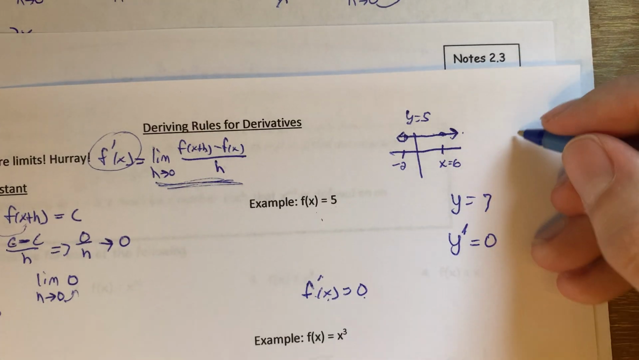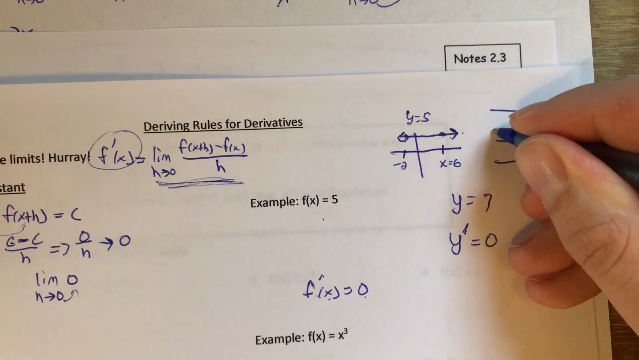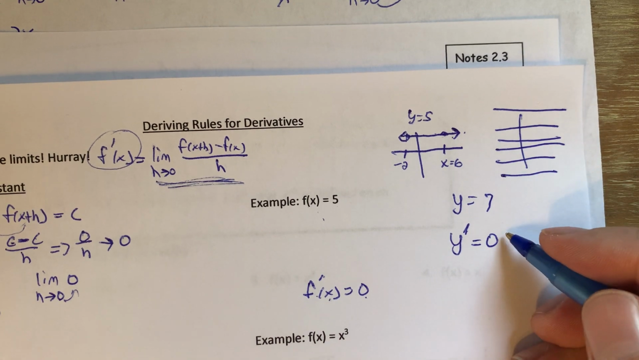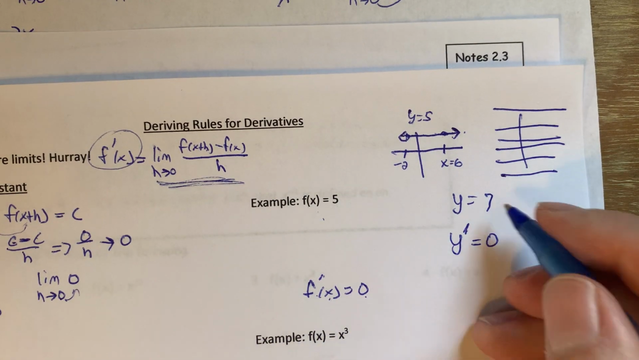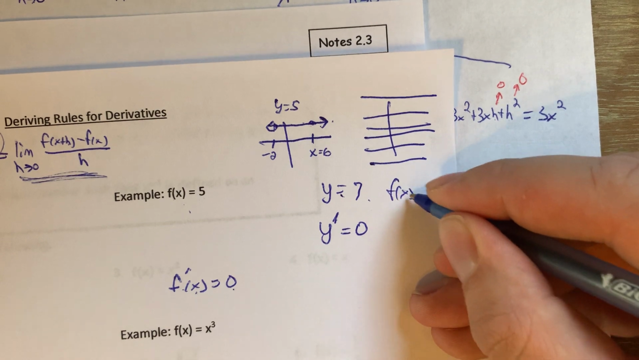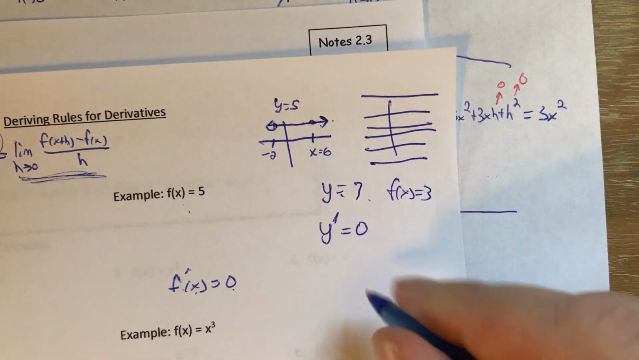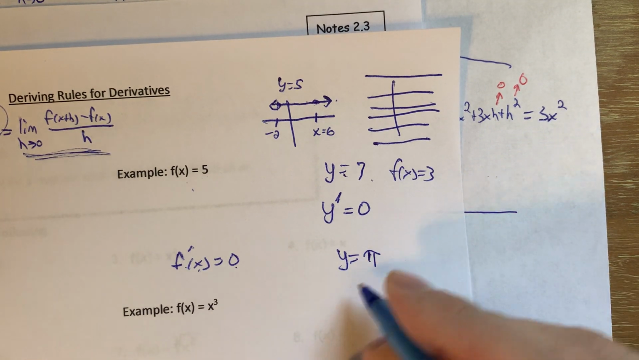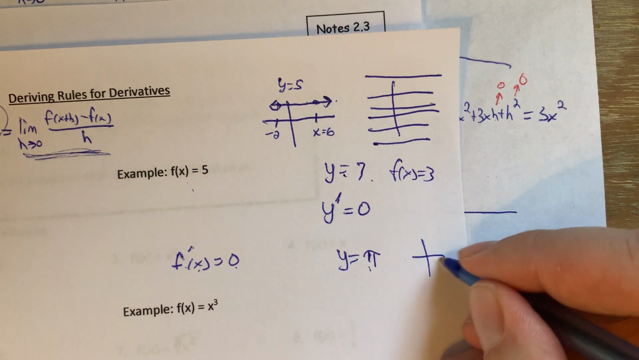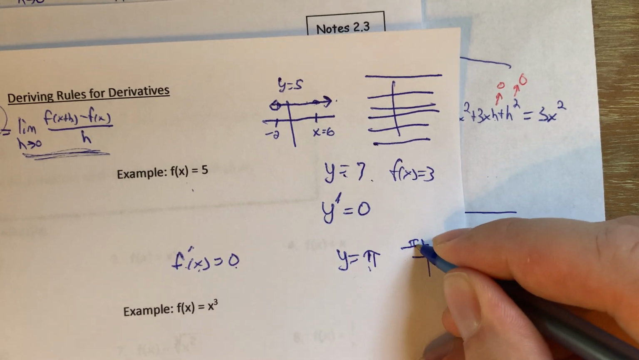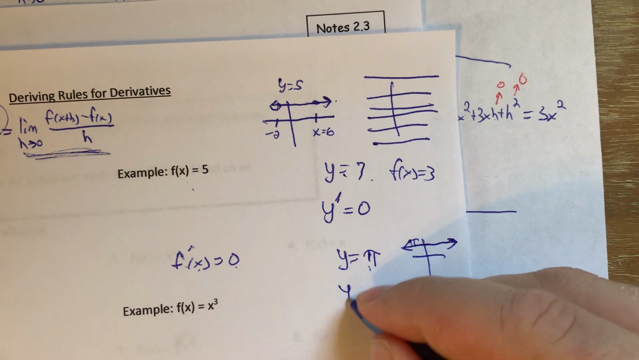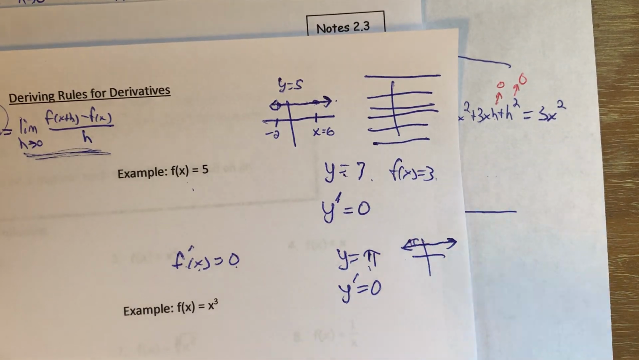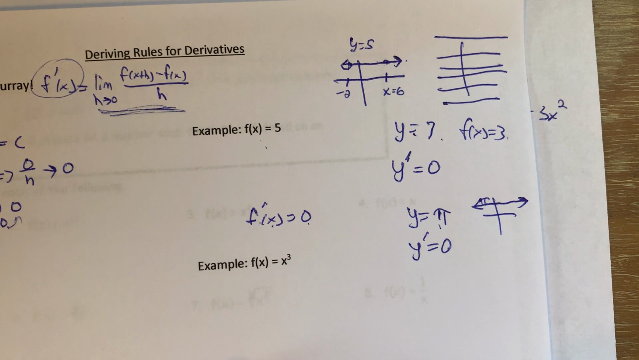And of course this should make sense, right? Any constant function will be a horizontal line, and the slope will always be 0. So whenever you see y equals 7, or f of x equals 3, or, let me show you a tricky one, y equals pi. Pi is just a number, 3.14, and y is just going to equal that the whole time. The derivative, the slope at any point, is 0. So whenever you have y equals a constant or f of x equals a constant, the slope will be 0.